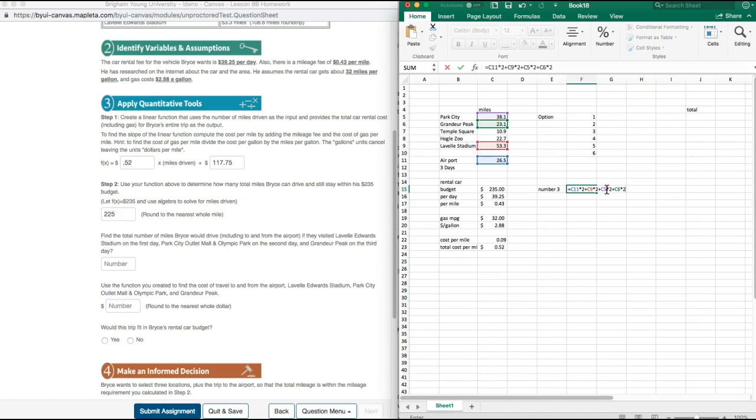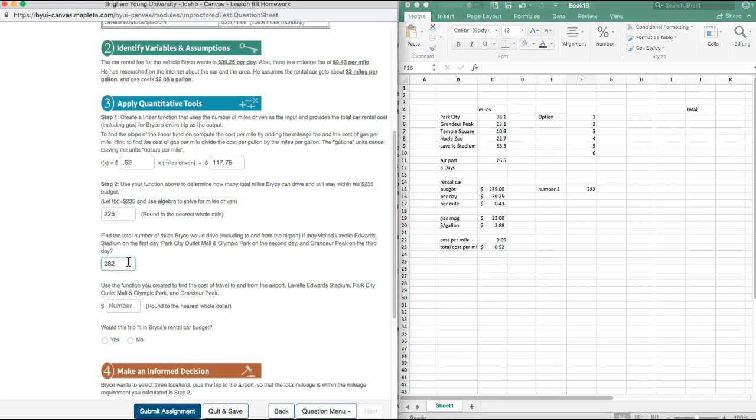Park City Outlet Mall and Olympic Park is all the same location for the second day, times by 2 because we go back to Grandma's house. And the third day, Grandeur Peak, and we get back to Grandma's house. All of those make the total number of miles of 282. Okay, so then we'll type in 282 over here.